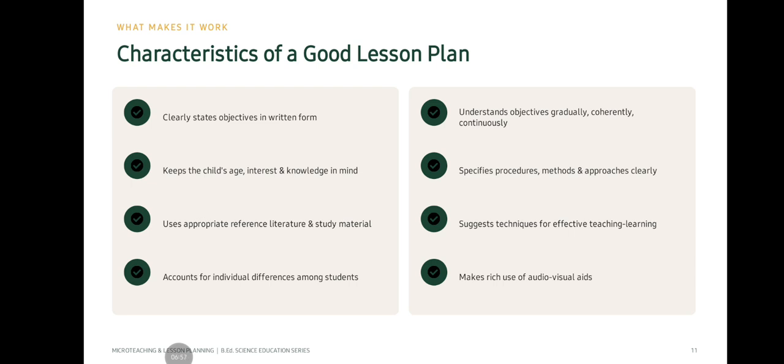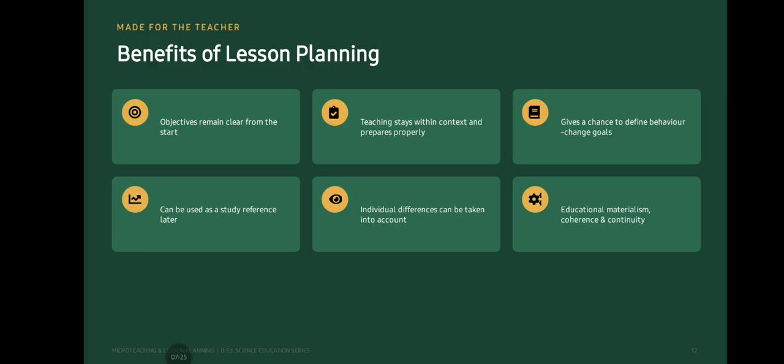Characteristics of a good lesson plan: clearly states objectives in written form, keeps the child's age, interest, and knowledge in mind, uses appropriate reference literature and study material, accounts for individual differences among students, achieves objectives gradually, coherently, and continuously, specifies procedures, methods, and approaches clearly, suggests techniques for effective teaching-learning, makes rich use of audio-visual aids.